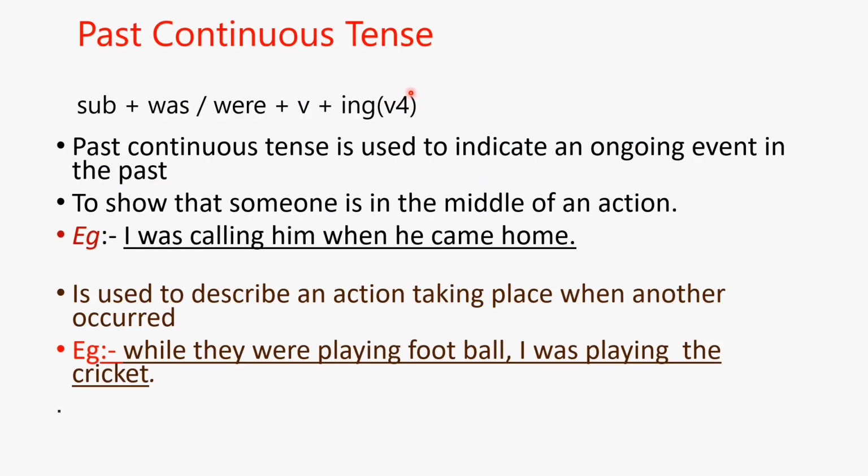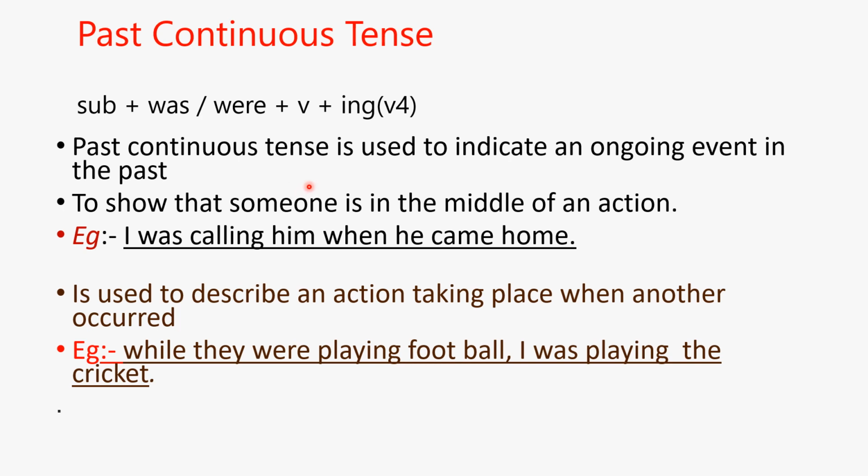Past continuous tense. This is the formula of past continuous tense: subject plus was or were plus verb fourth form (the ing form). These are the rules of past continuous tense.